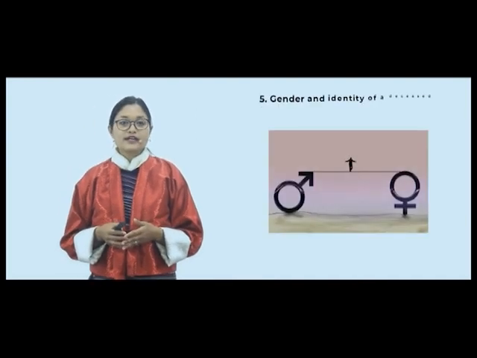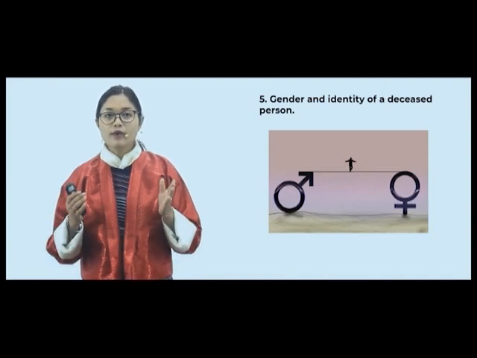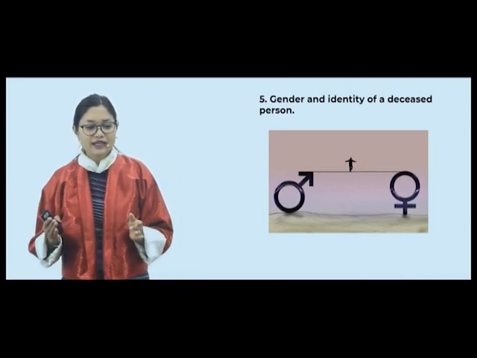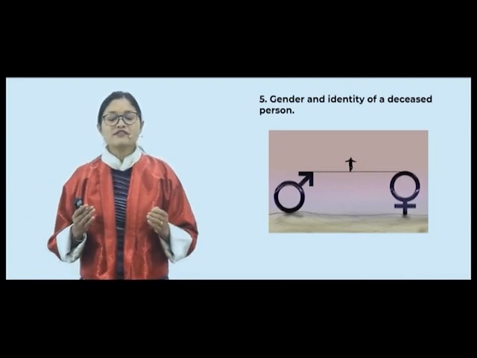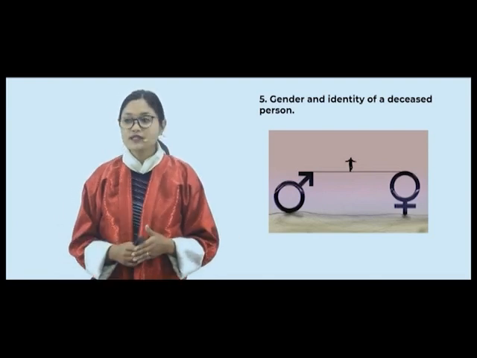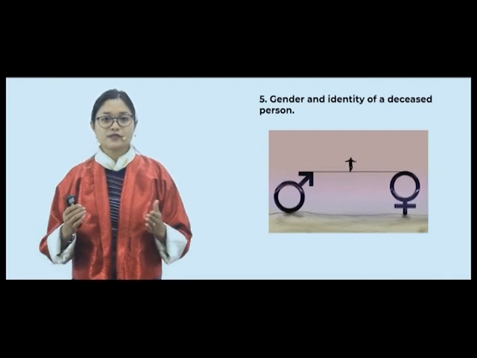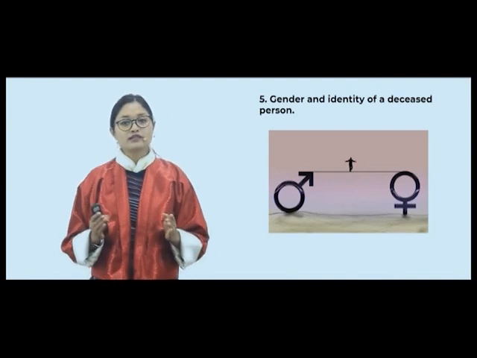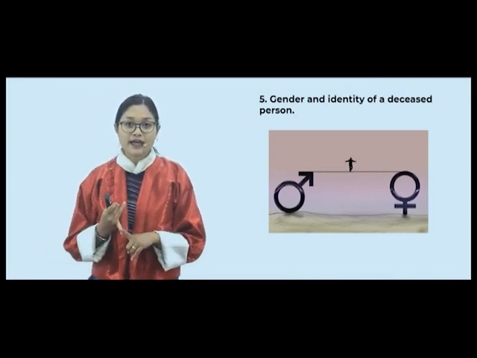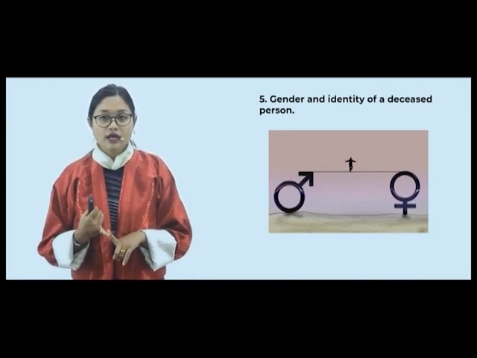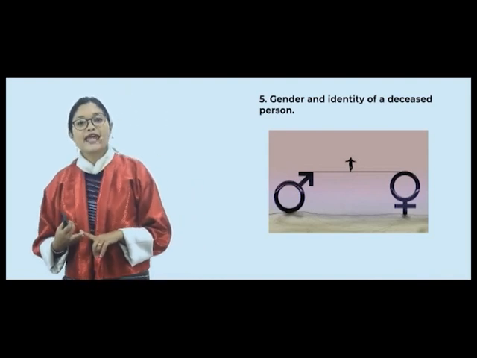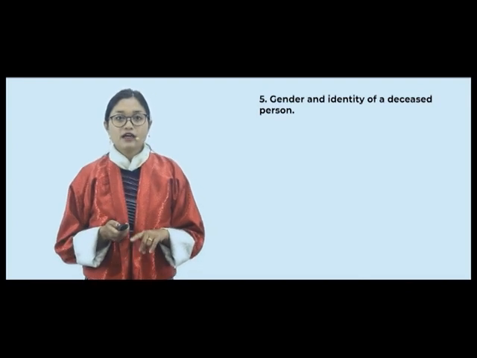The next one is gender and identity of a deceased person. Sometimes in natural calamities a person dies, and it is difficult to identify who that person was. What was the age of that person? What was the gender of that person? And whom did that person belong to? DNA fingerprinting makes it possible to identify the gender, whether the deceased person was male or female, whose child that person was, who the person was, and what the age of the person was. These are the applications of DNA fingerprinting.